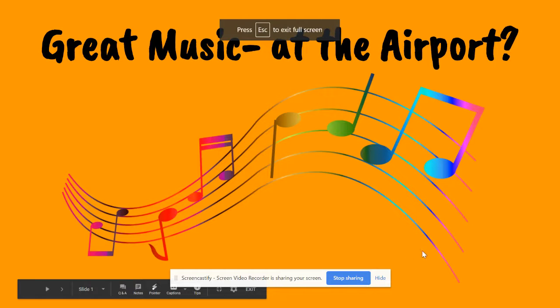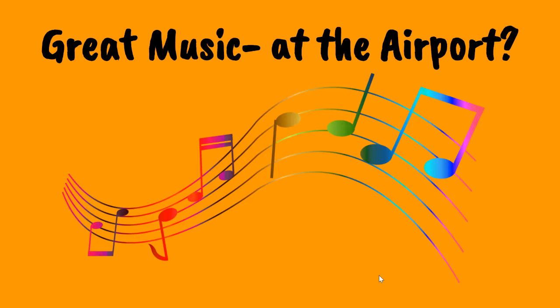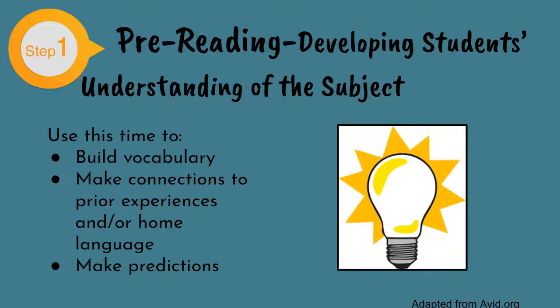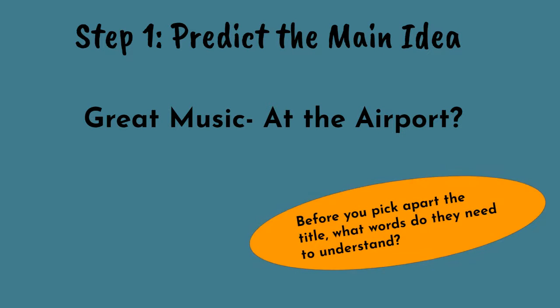Okay, so we're going to take a look at how to make a text more accessible for all our students. The first thing that I like to do is always some pre-reading. That's really a time to help build vocabulary and allow the students to make some connections with their home language or prior experience. I like to always predict the main idea by looking at the title of the text. In this case, I really need to think what words do they need to understand? And really, it's most of them in this case.